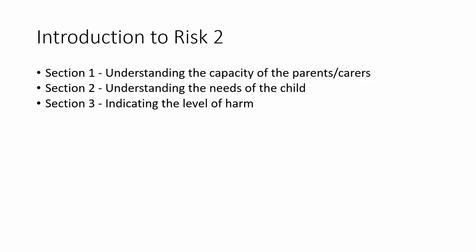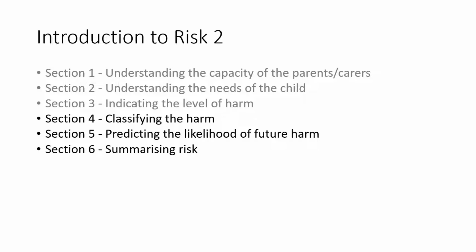These are Section 1, understanding the capacity of the parents, carers. Section 2, understanding the needs of the child. Section 3, indicating the level of harm. These first 3 sections help you to identify harm. Then, in Section 4, we classify the harm. In Section 5, we predict the likelihood of future harm. And in Section 6, we summarize the risk.